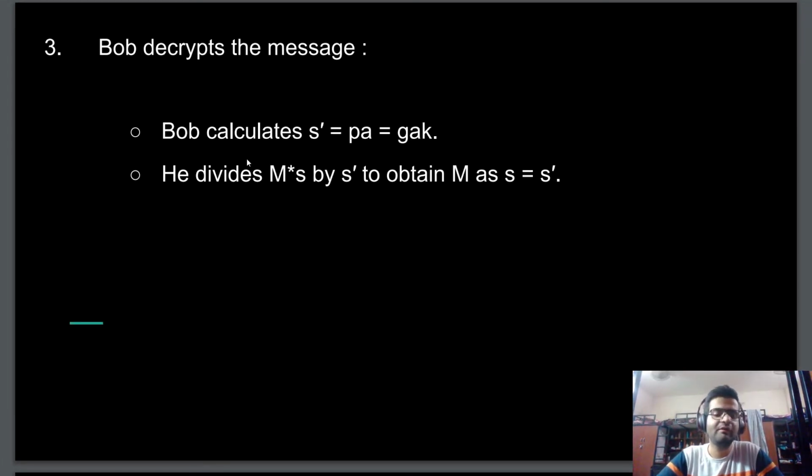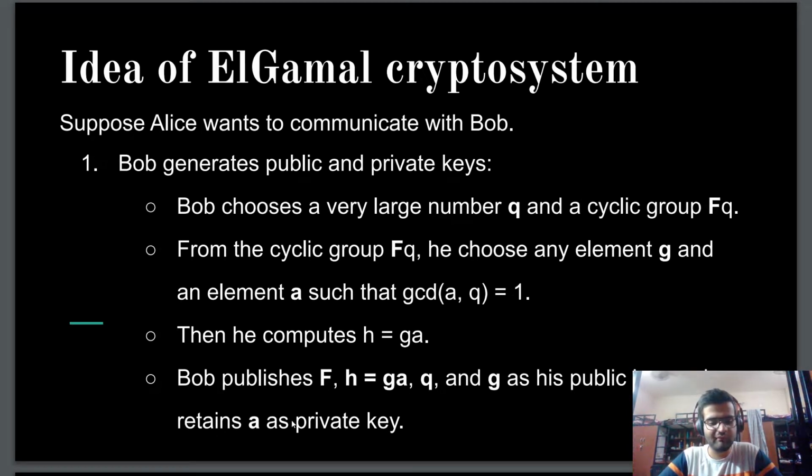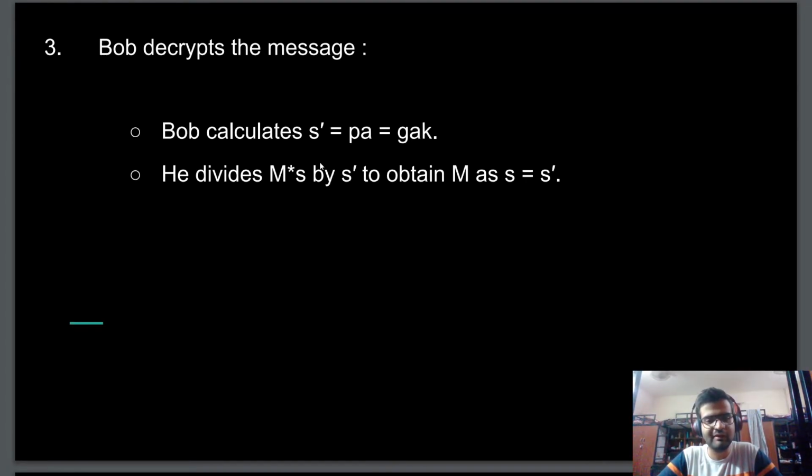Now coming to the third scenario, that is, Bob decrypts the message. The message has traveled from Alice's side and has reached Bob. At Bob's end, Bob will first calculate S dash. S dash will be equal to P^A, which is equal to G^(AK). We are using A because A was the private key of Bob. So Bob can use A to calculate S dash, which is equal to P^A, which also equals G^(AK).